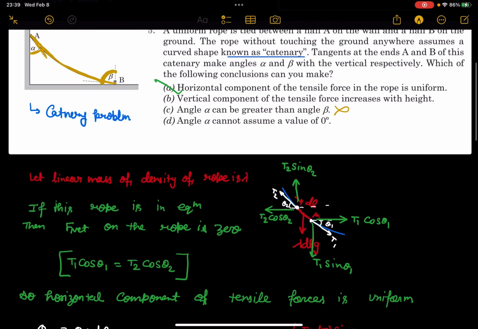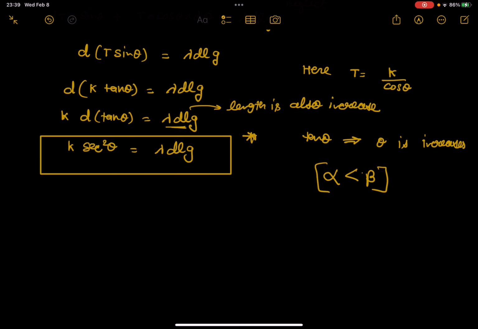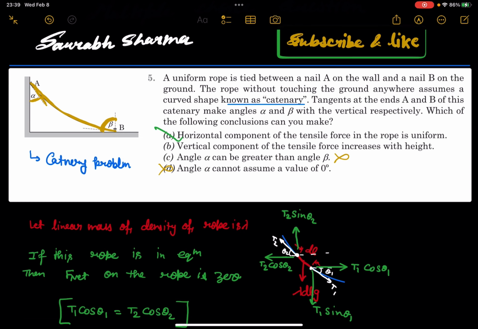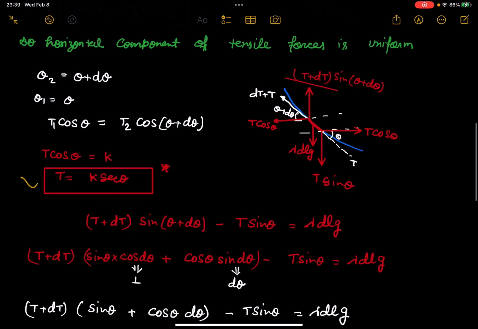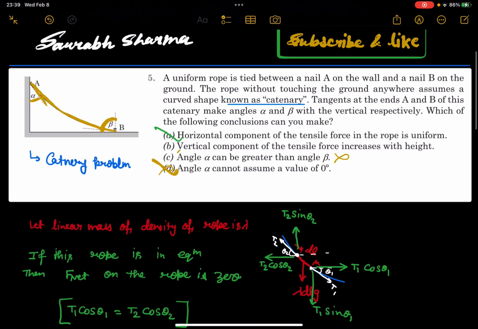My dear friends, last one: alpha cannot be 0. Of course it is not 0, because if it is 0, then tan 0 is 0, everything is 0. So alpha cannot be 0. This is also correct. Now the next point: the vertical component of the tensile force increases up to the height. So you saw the vertical component of the tensile force is always increasing. So this is also the correct answer.